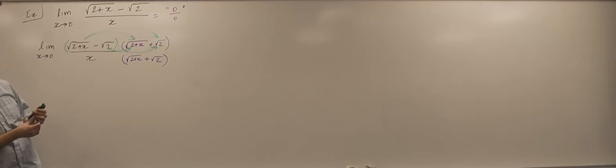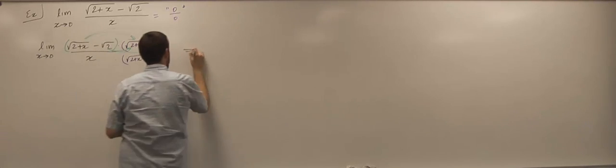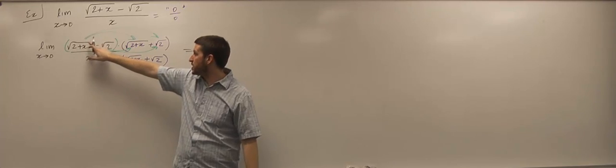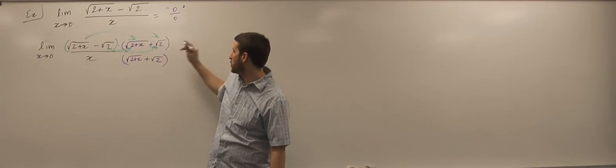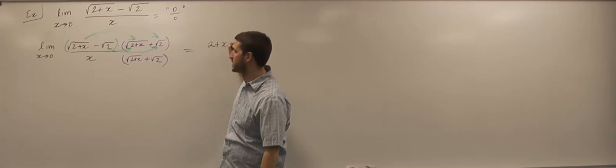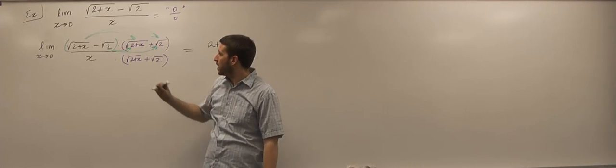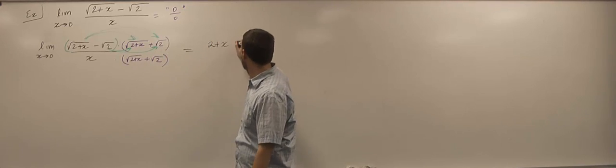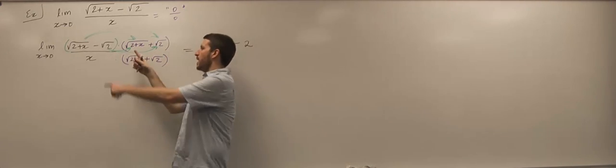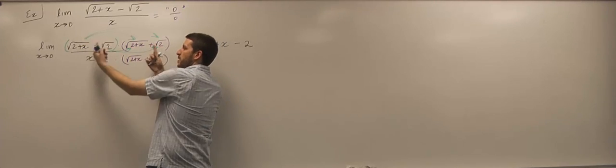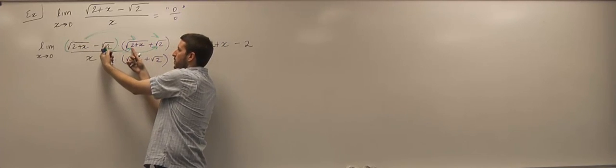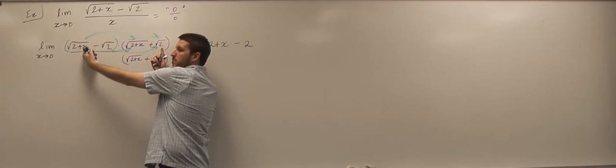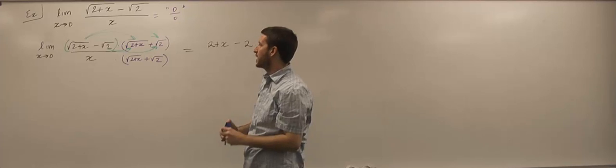So what's going to happen, if you did distribute it, the root 2 plus x and the root 2 plus x would end up giving you just 2 plus x. That makes sense? This root 2 and this root 2 would end up giving you minus 2. What happens when you crisscross here? They cancel, because one of them is going to be negative and one of them is going to be positive. So the middle terms, the O and the I of the FOIL, cancel out.